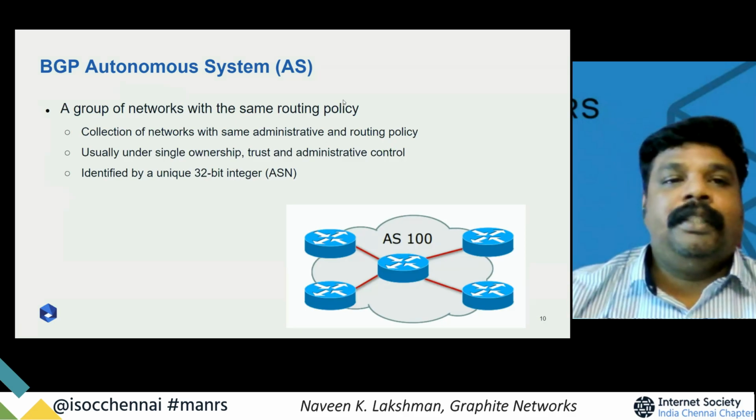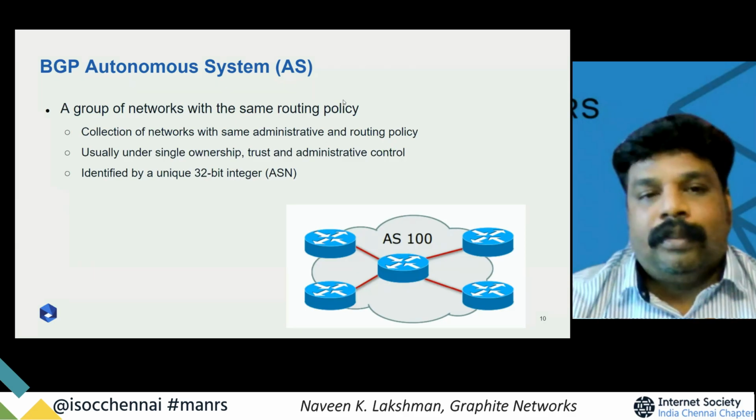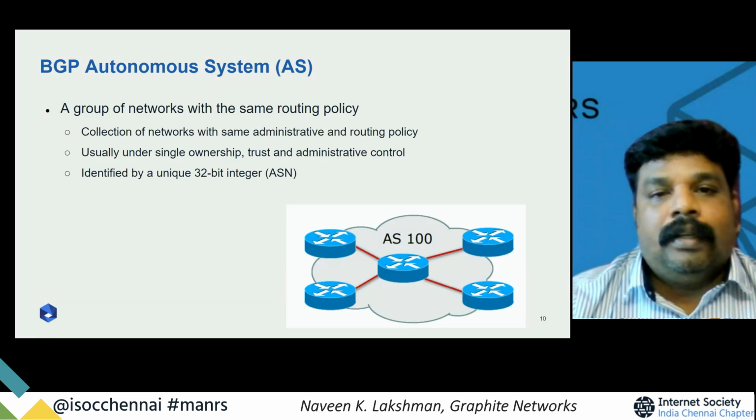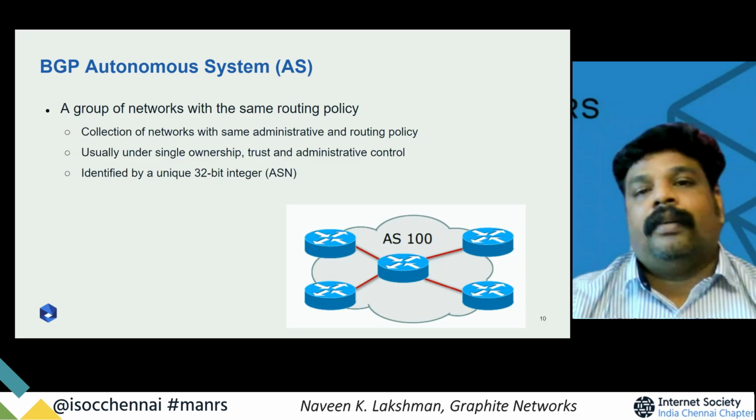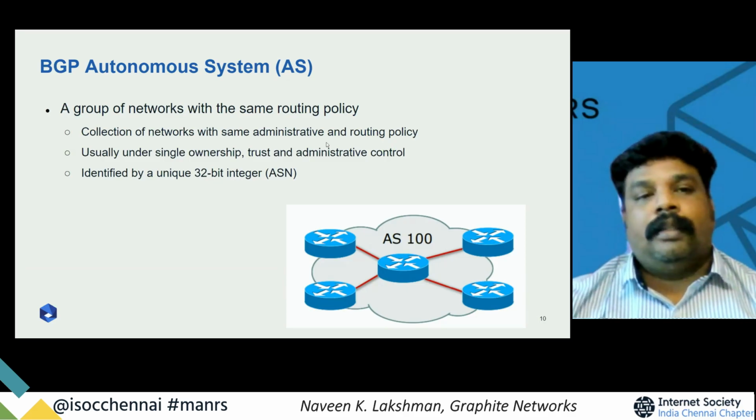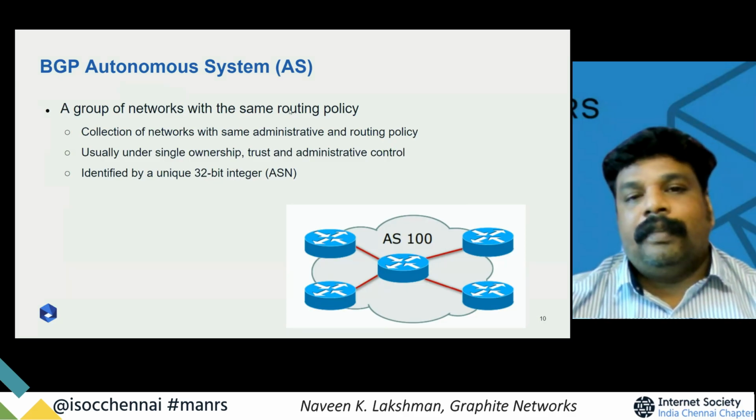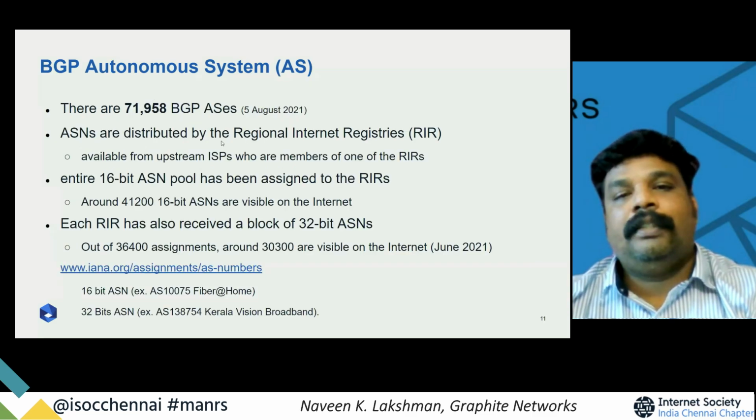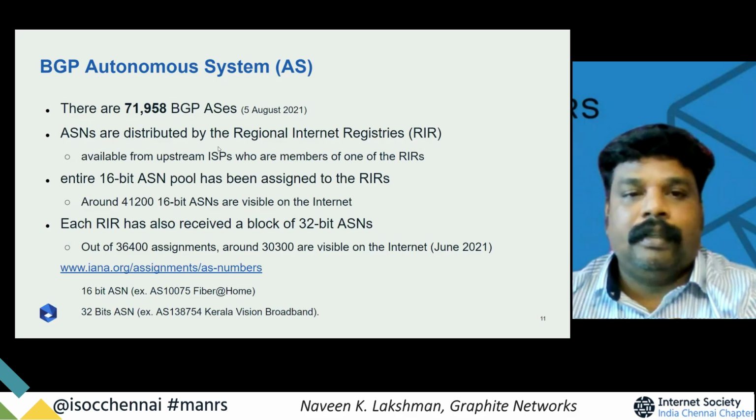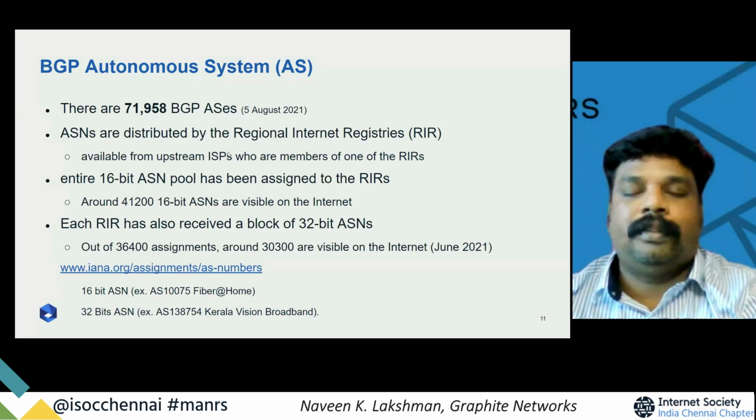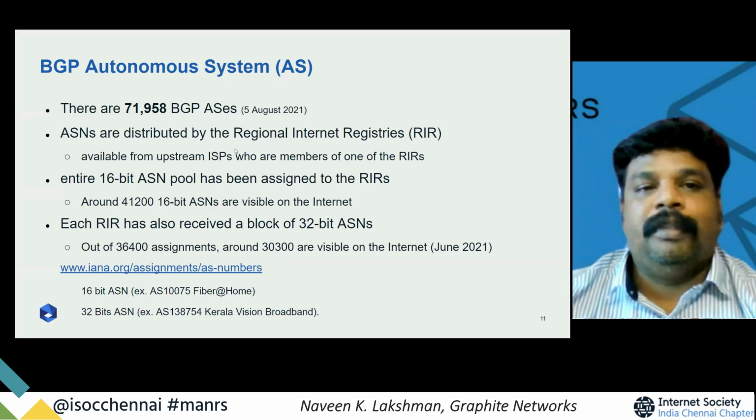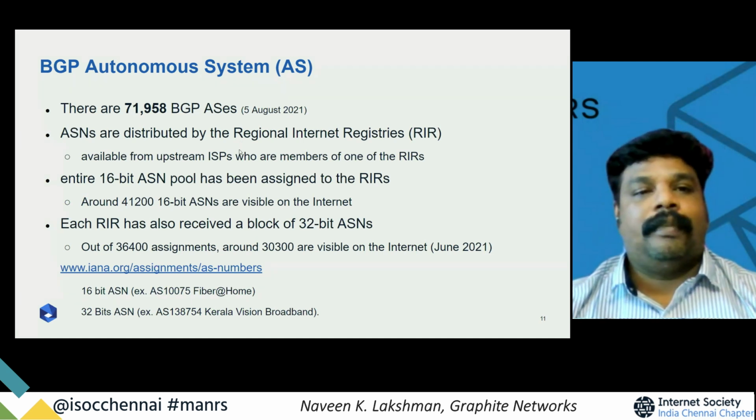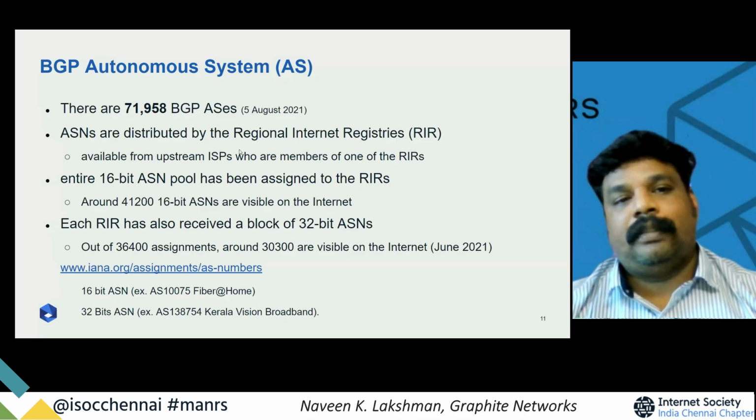So BGP is identified with an autonomous system number. What is an autonomous system? It's a logical grouping of a particular network, and it is identified with a number. This number is allocated by the regional internet registry, the national internet registry, or the upstream ISPs from where you might request a BGP session. As of now, you have around 7,958 BGP ASs around the world.